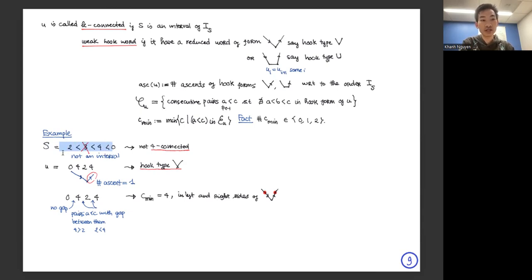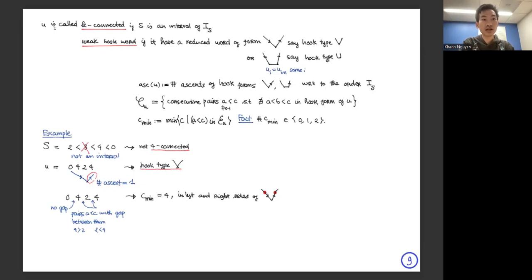And now you see when you embed S inside the interval I_S, you remove the entry 3. And now when you remove the entry 3, you see the interval is divided into 2 parts, and that's why you say that S here is not connected, because you have 2 disconnected intervals: 2 here and 4 less than 0.